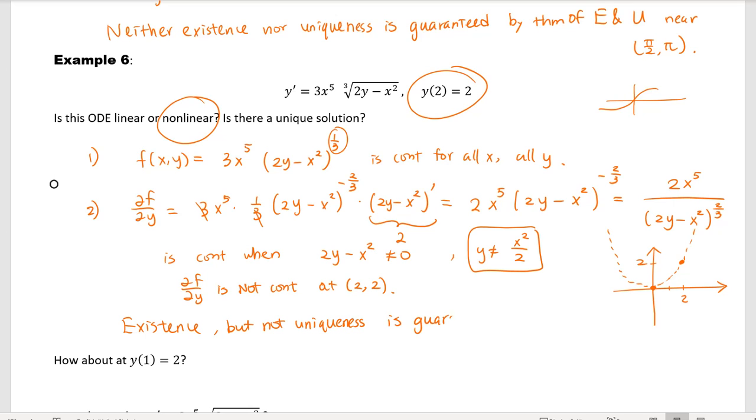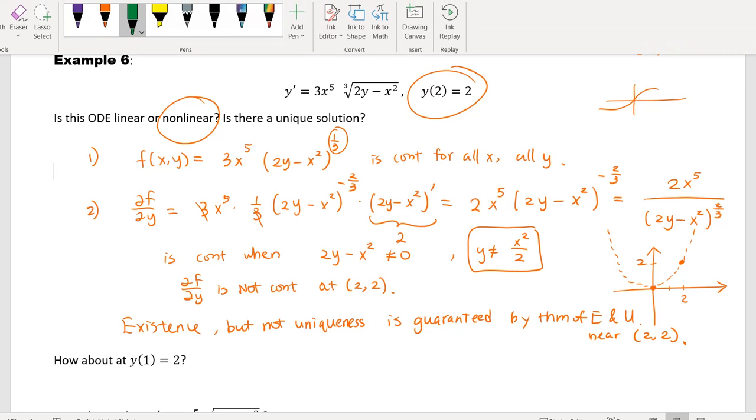So existence but not uniqueness is guaranteed by the theorem of existence and uniqueness near the point (2, 2). Okay, everyone, do you have the same answer?